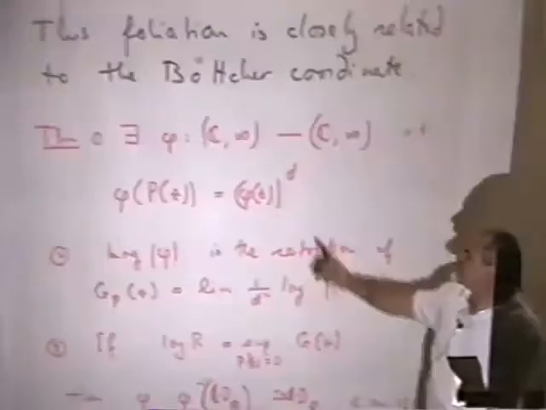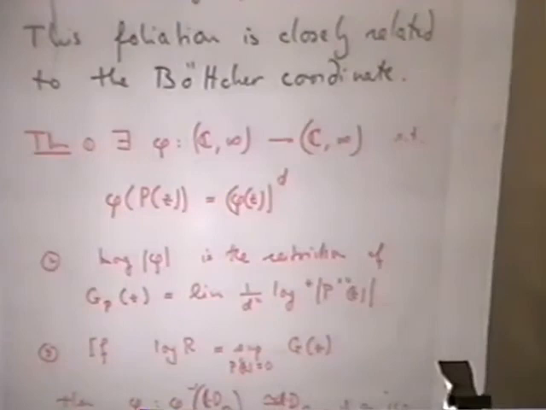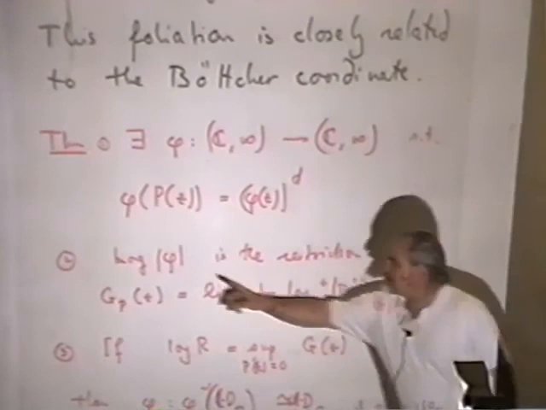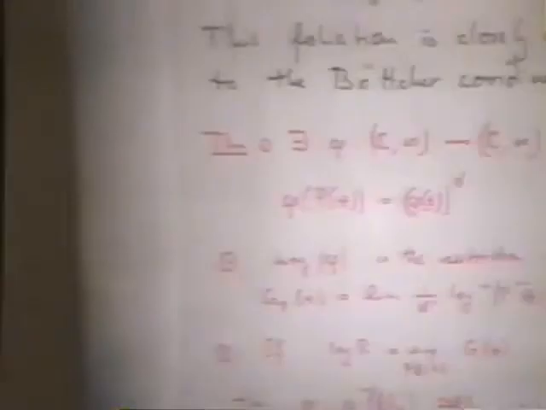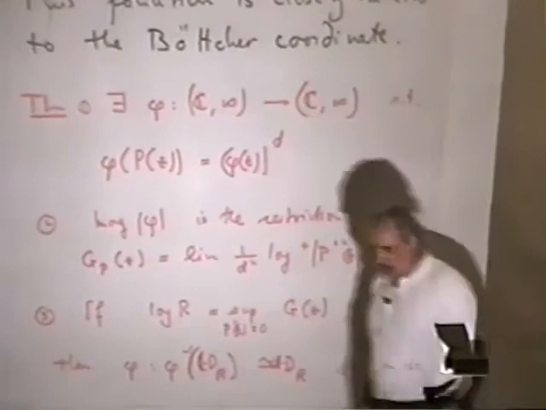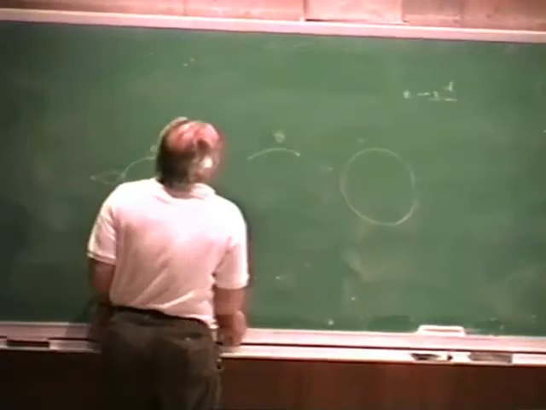So that's what's written here. There exists a map from C in a neighborhood of infinity to C in a neighborhood of infinity, which conjugates the polynomial to simply z goes to z to the d. Log phi is actually a globally defined plurisubharmonic function on the plane, which is harmonic on the outside of the Julia set. And now, this is the nice case, but there are other cases.